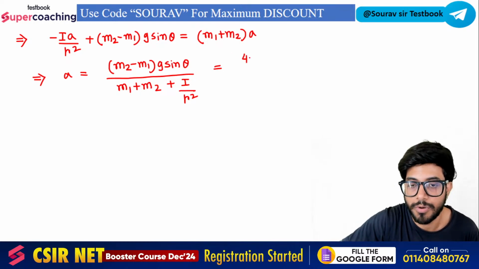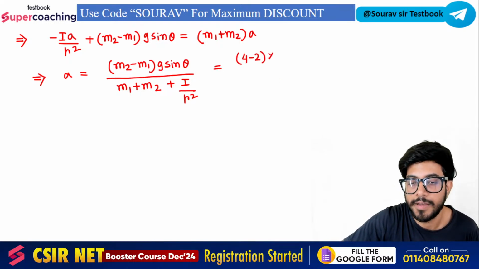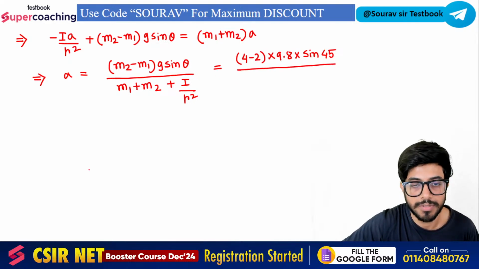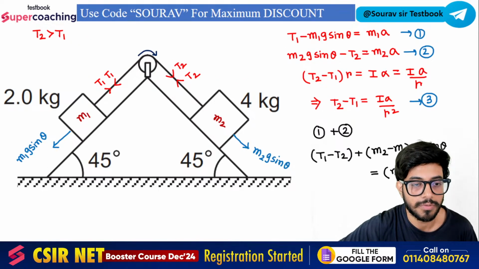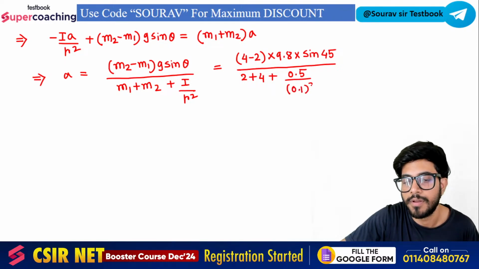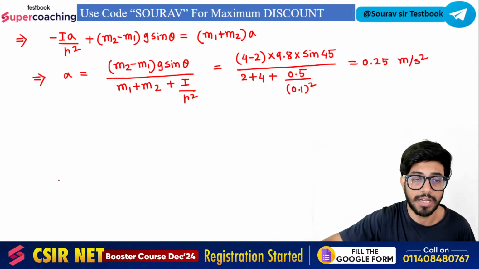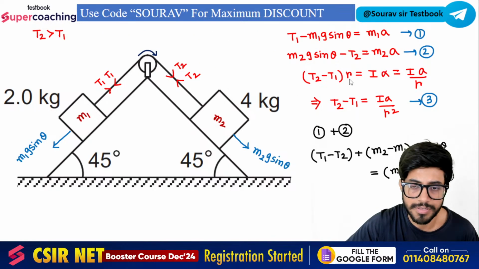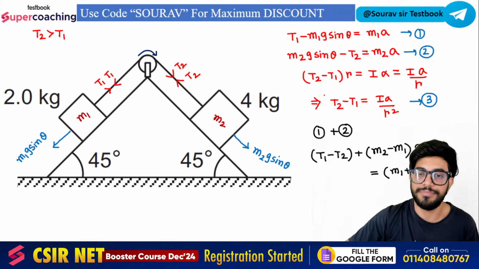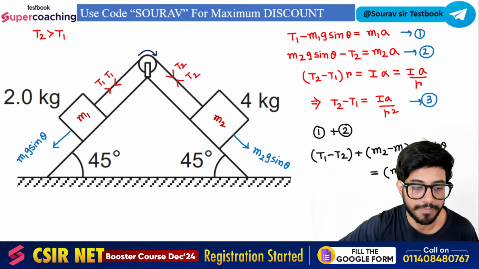So this is 4 minus 2 into 9.8 into sine 45 whole divided by m1 is actually equals to 2 plus 4 plus moment of inertia 0.5, radius is 0.1 square. Well, of course that's 0.25 meter per second square. If they have asked you the tensions over here and here also, that you can also determine, because you know A, you know I, you know R, so you know T1 and T2, everything you know. You can find T2 from this equation, you can find T1 from this equation.